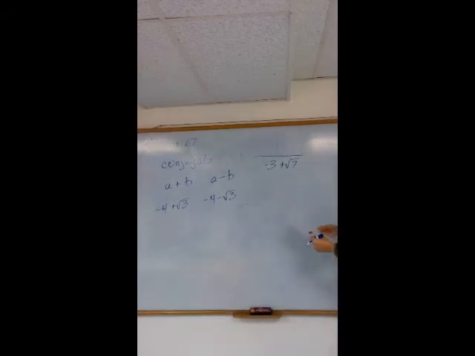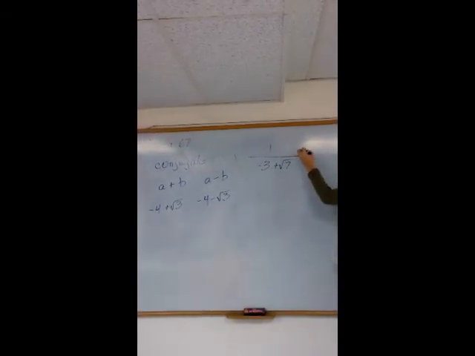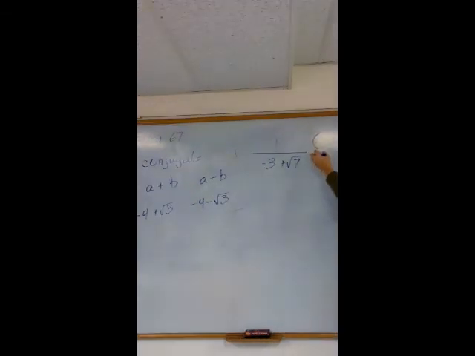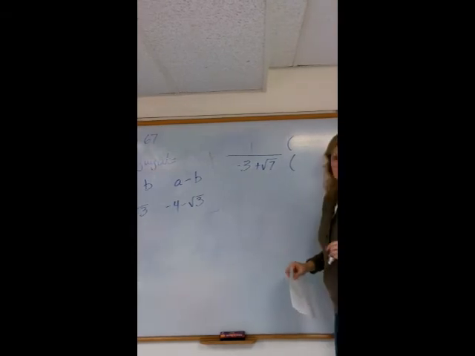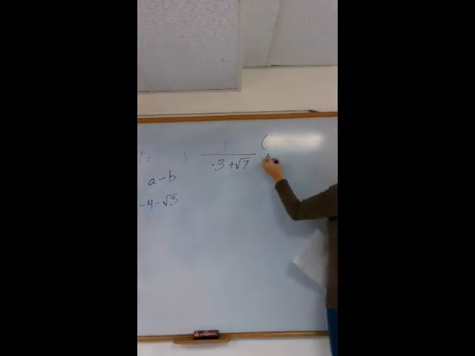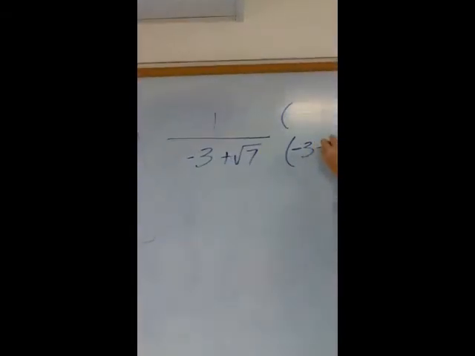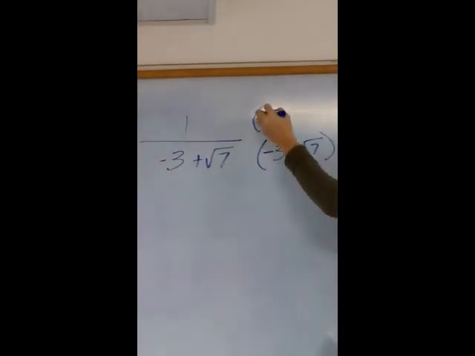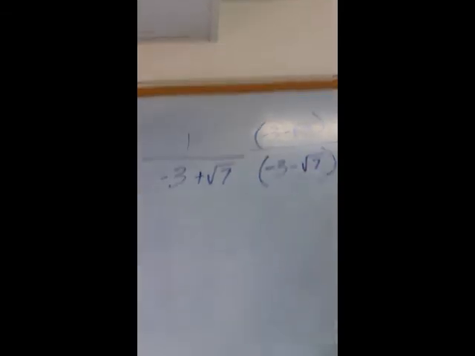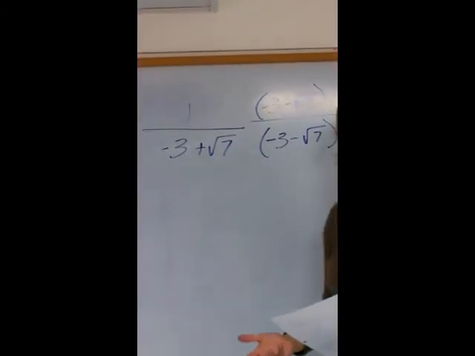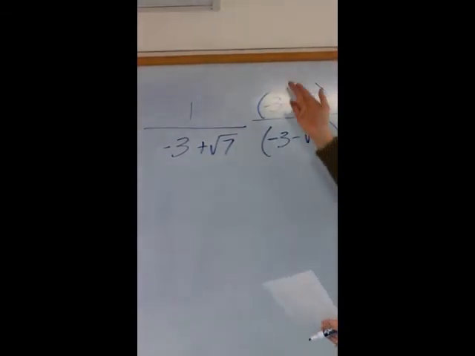So what we want to do is take this fraction and multiply it by the conjugate of negative 3 plus the square root of 7. So its conjugate would be negative 3 minus the square root of 7. And anything you multiply on the bottom, you have to multiply on the top also, so it doesn't change the value of the question, because one thing on top of another is a 1.